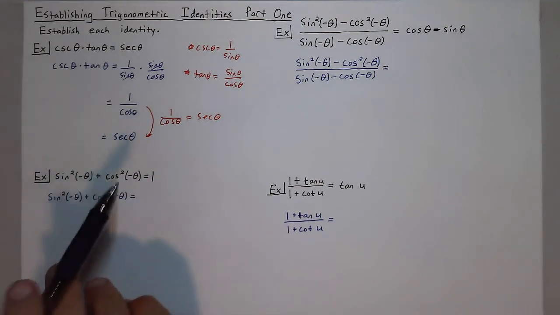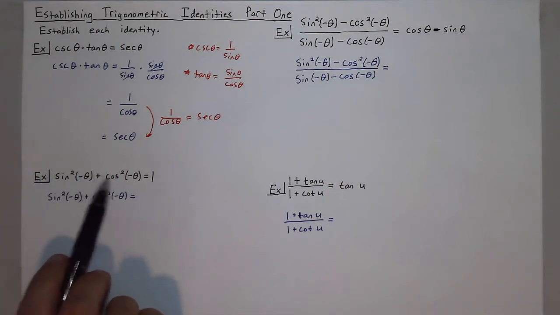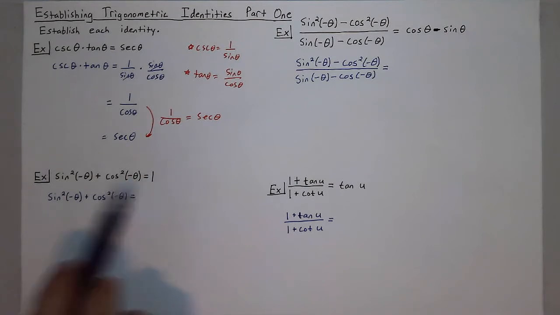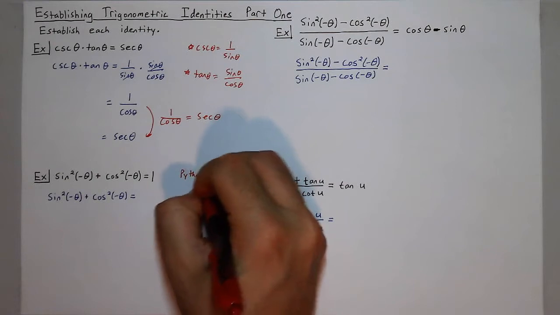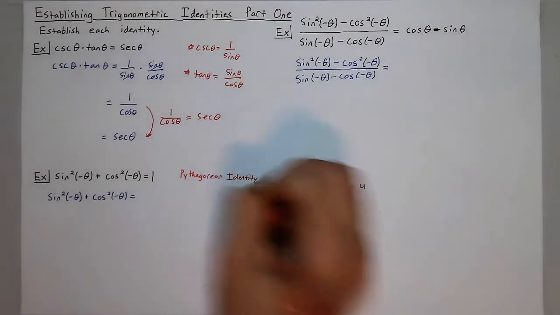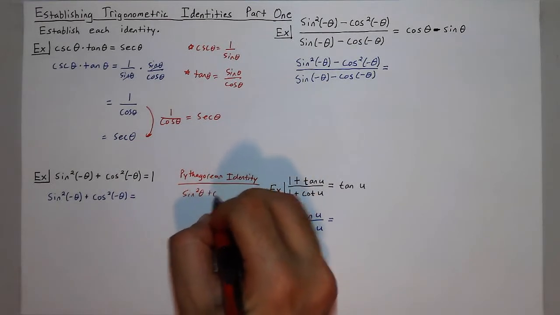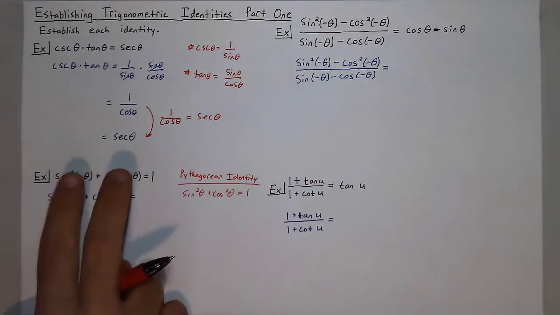Let's try with another one. Here I have sine squared of negative theta plus cosine squared of negative theta is equal to 1. Now I know the Pythagorean identity. It is sine squared of theta plus cosine squared of theta equals 1. But that is theta, not negative theta.